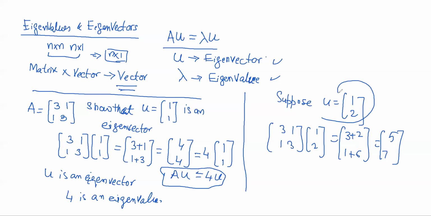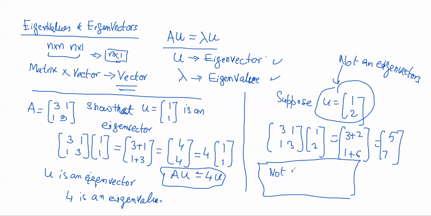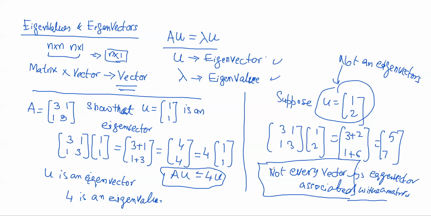So this is not an eigenvector. If it is not an eigenvector, then of course there is no eigenvalue associated with it. The take-home message here is that not every vector is an eigenvector associated with the matrix. This type of property is quite specific to certain kinds of vectors.